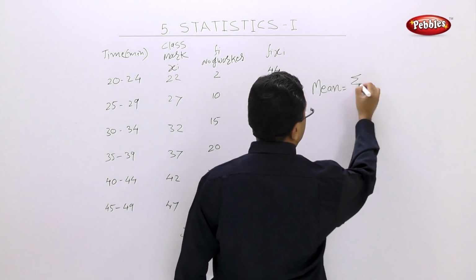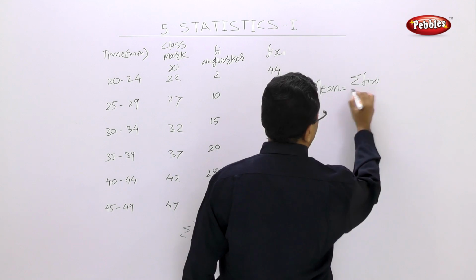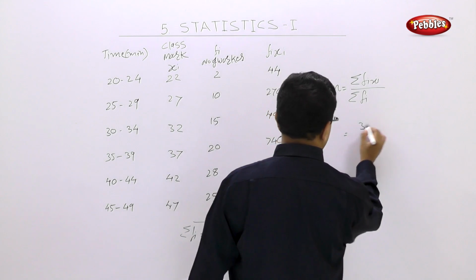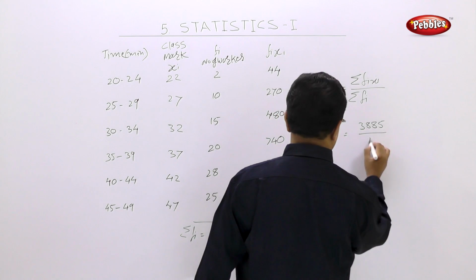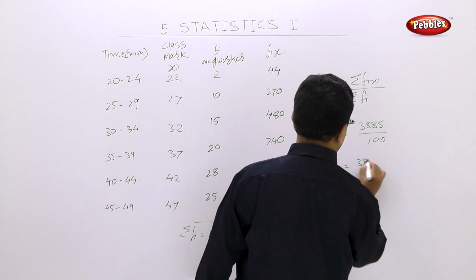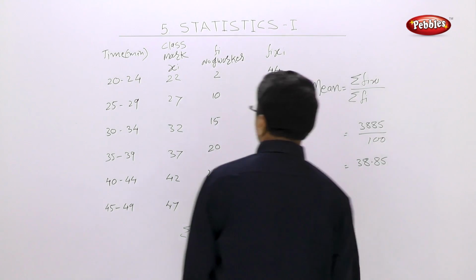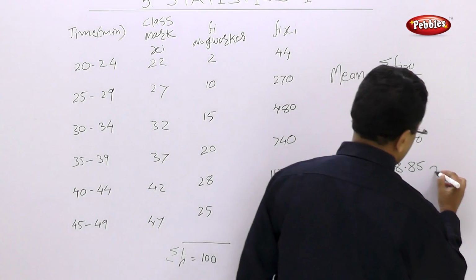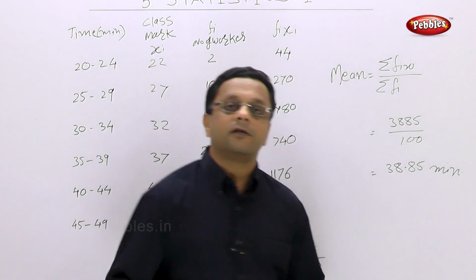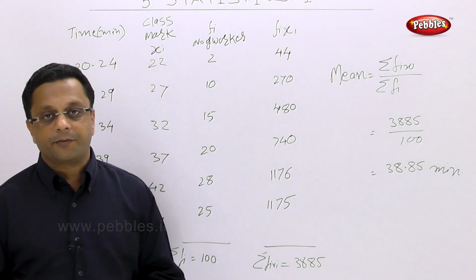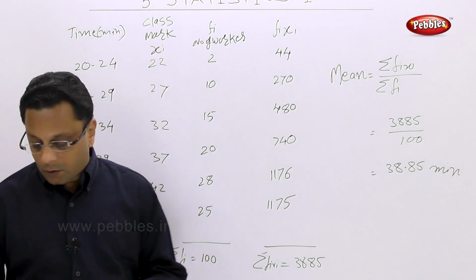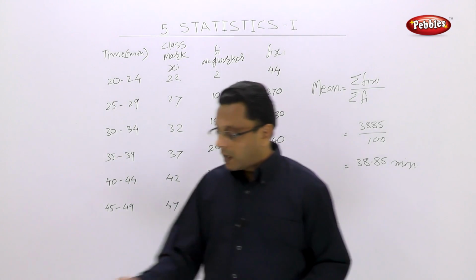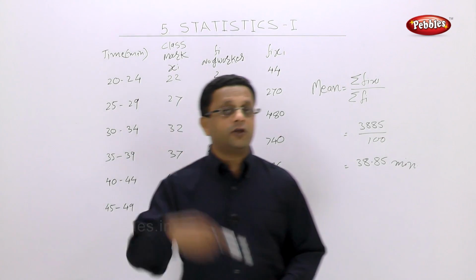Now once you have fi xi, sigma fi xi and sigma fi, the mean is very easy, that is sigma fi xi upon sigma fi, that is the total upon 100, that is 38.85. Wrong, we have forgotten the unit, minutes. Now the answer is correct. Okay, very easy.